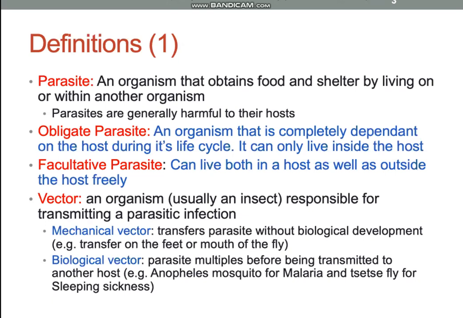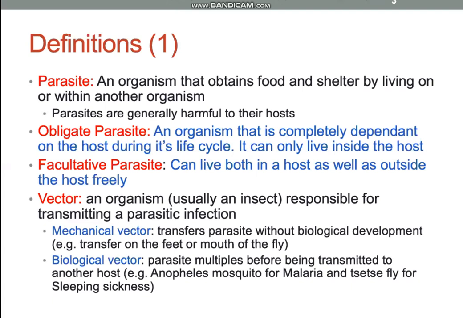Parasites will accidentally come on the mouth or on the surface, or wherever a place on this insect, and it will be carried freely with no further development in the life cycle. Whatever the stage that came accidentally on this insect, it will be the same until it is transmitted to another place. Biological vector, on the other hand, the parasite will multiply before being transmitted to another host.